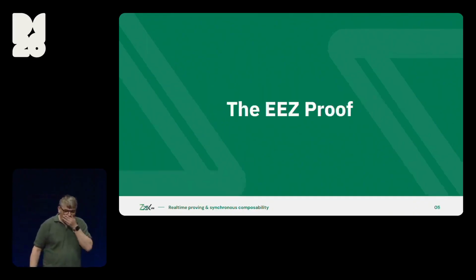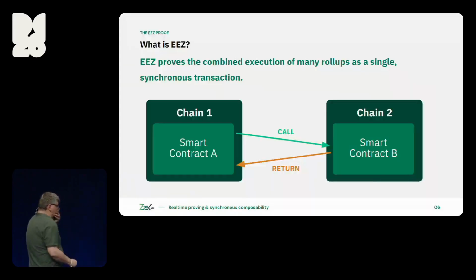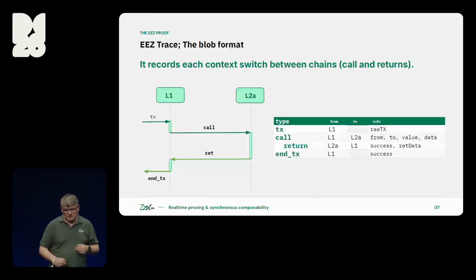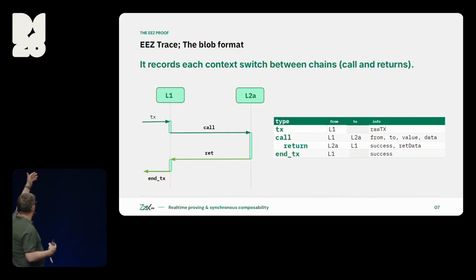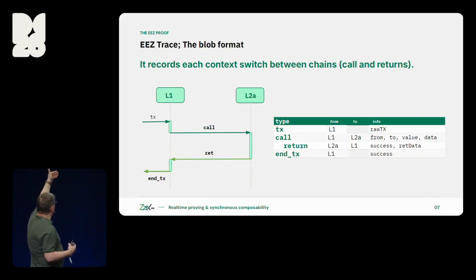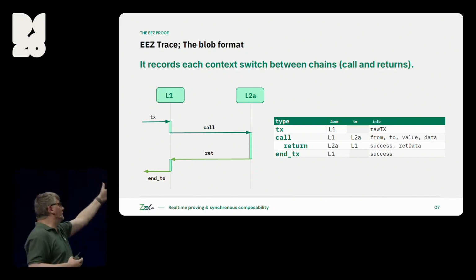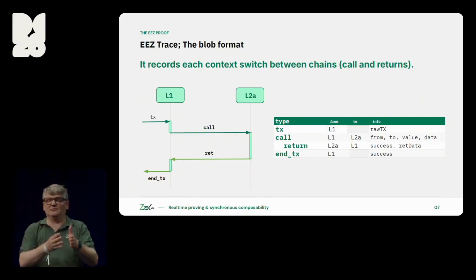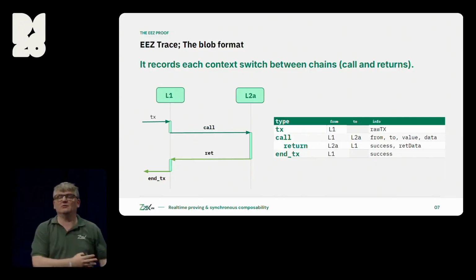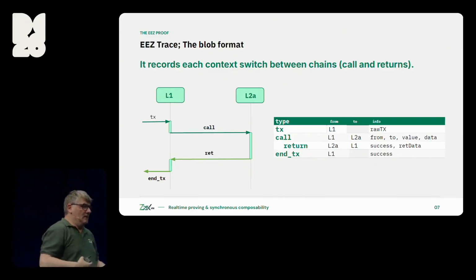Okay, let's go to the easy proof. Martin already explained what's easy about synchronous composability. You know this challenge here. When we're talking about synchronous composability, what's really happening is that we have one transaction that at some point calls a smart contract on another chain, and then returns and continues execution. So we see this kind of context switching: you are running in one chain, you context switch to another chain, and then you go back to the other chain.